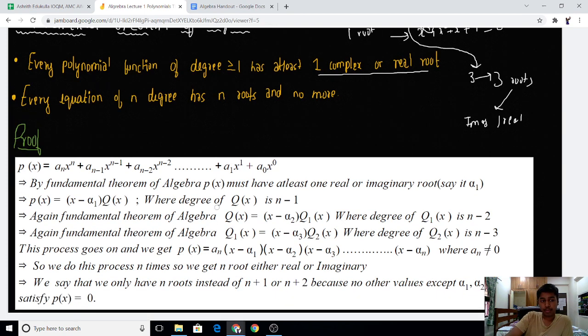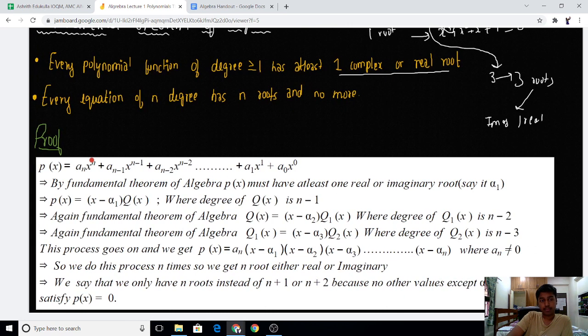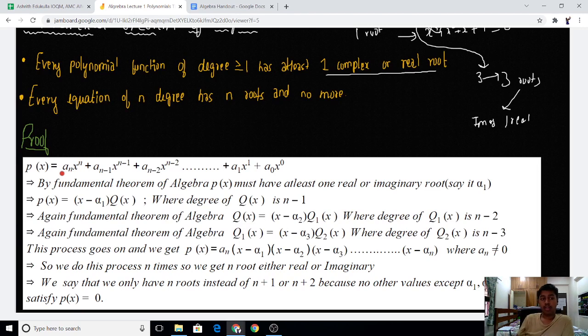So now the proof. Let's go through the proof. So in the proof, I'm considering a polynomial a n x power n plus a n minus 1 x power n minus 1, a n minus 2 x power n minus 2, and so on till a1x plus a0 x power 0. By fundamental theorem of algebra, as you can see, by point number 1, I can say that this equation has at least one root. So I am proving this thing.